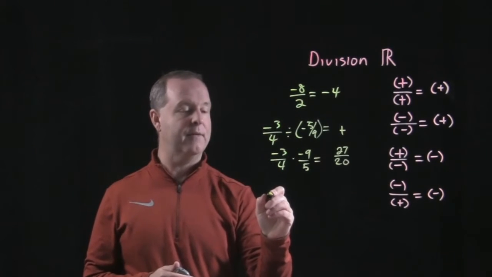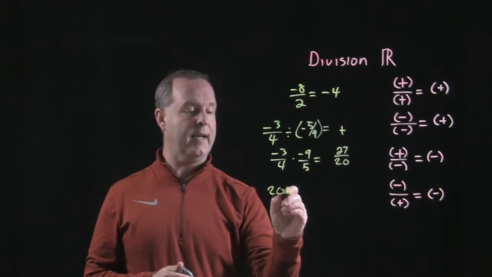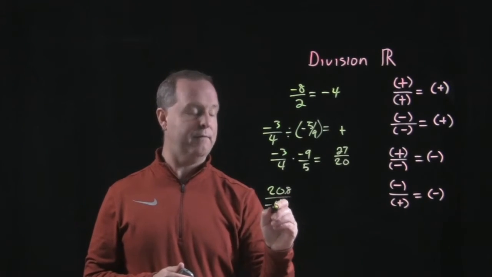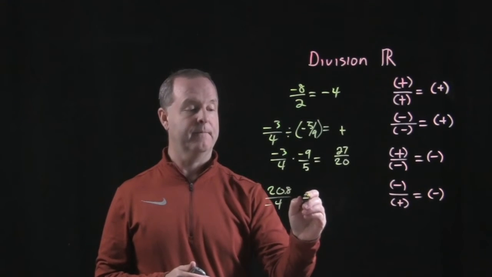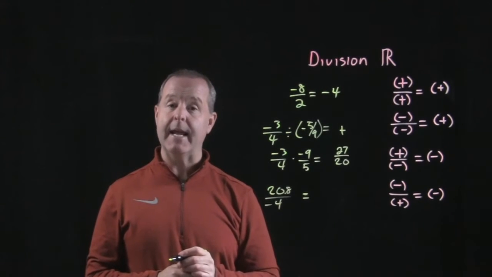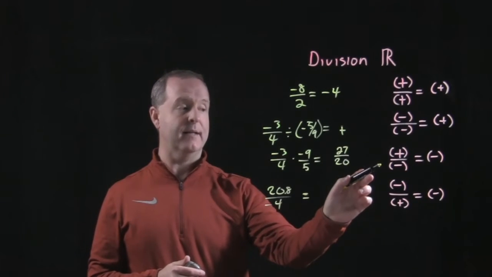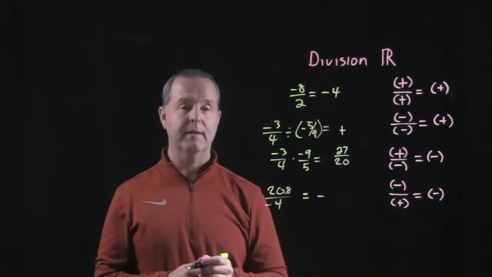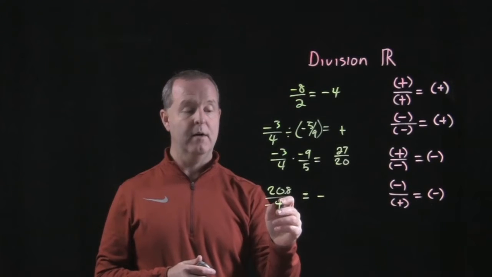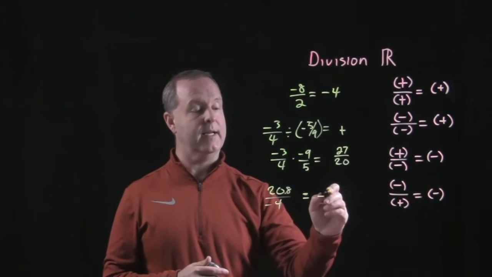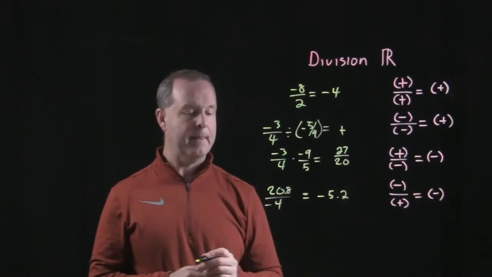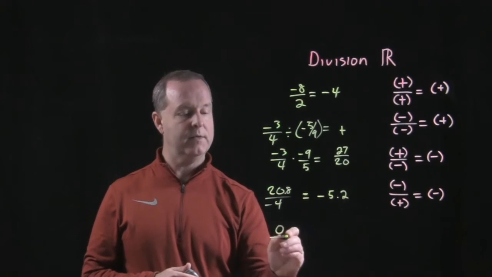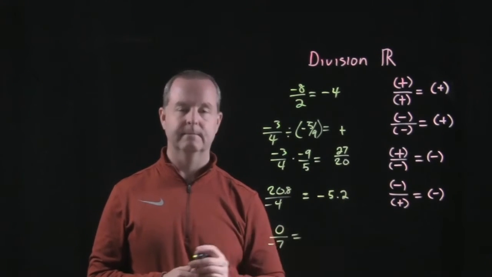Let's imagine I have a 20.8 divided by a negative 4. What might that produce? Positive divided by a negative. Positive divided by a negative produces a negative, and then doing the division there, 4 goes in 20.8 looks like 5.2 times. Then lastly, 0 divided by a negative 7.